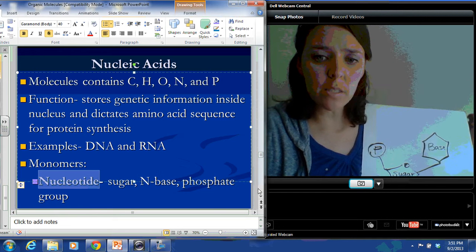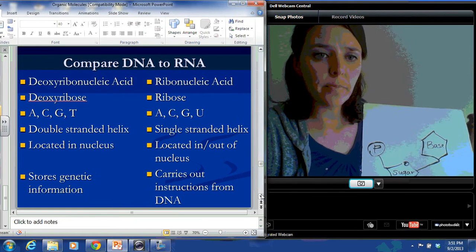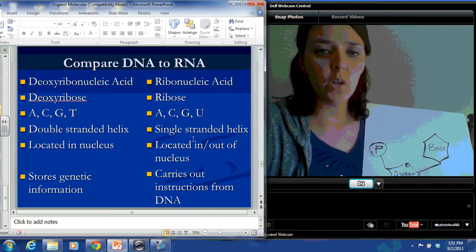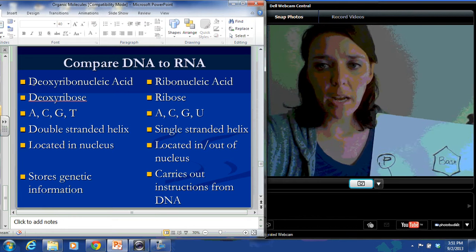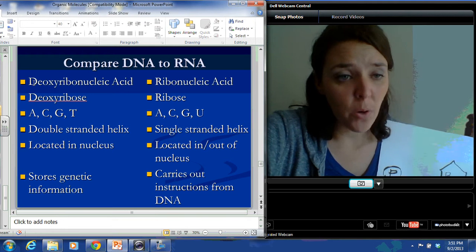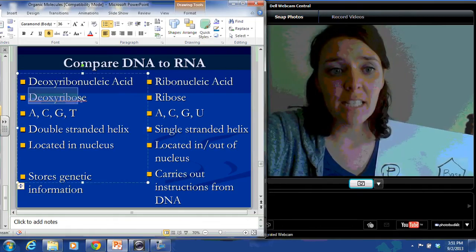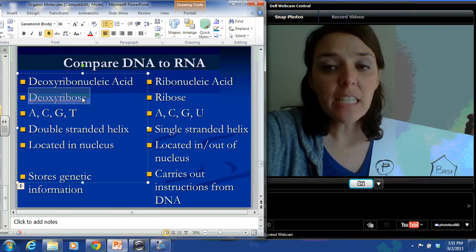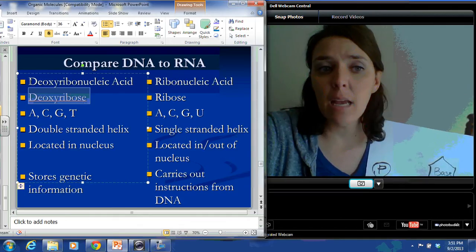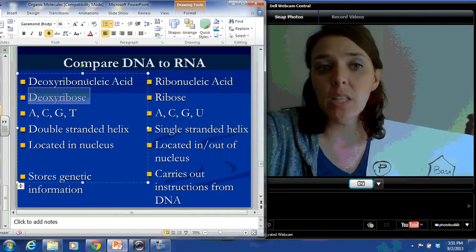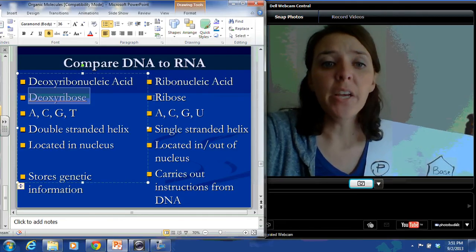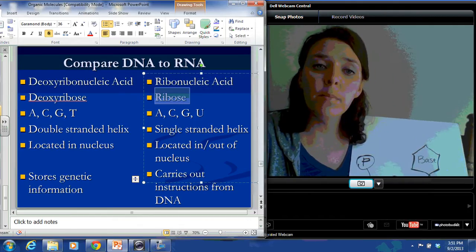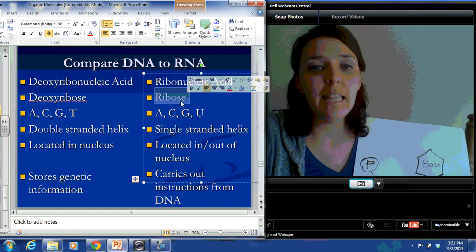But let's look at some differences between DNA and RNA. This side of the PowerPoint is for DNA, and this side is for RNA. So DNA stands for deoxyribonucleic acid. Deoxyribo comes from the type of sugar that is in DNA. So this is the sugar, and you know it's the sugar because it ends in ose. Deoxyribose is the sugar found in DNA, and that gives DNA its name of deoxyribonucleic acid. Nucleic acid is the NA part. The sugar for RNA is ribose. Again, it ends in ose. So the name for RNA is ribonucleic acid, and again, that comes from the sugar.